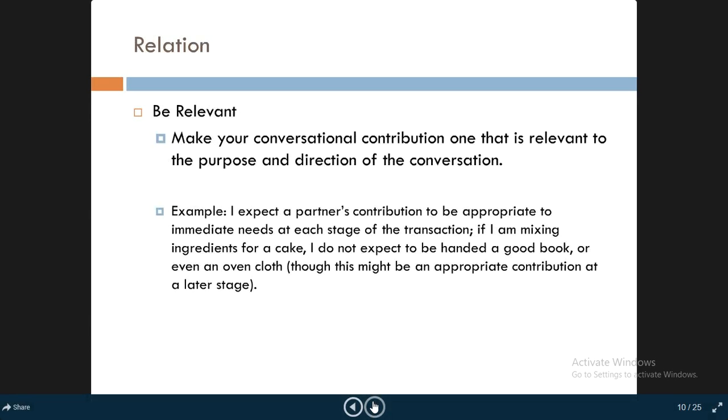Relation. Be relevant. Make your conversational contribution one that is relevant to the purpose and direction of the conversation. Example: I expect a partner's contribution to be appropriate to immediate needs at each stage of the transaction. If I am mixing ingredients for a cake, I do not expect to be handed a good book or even oven mitts. So this might be an appropriate contribution at a later stage. Okay, so when there is an interaction, it must be relevant to what we are going to propose.